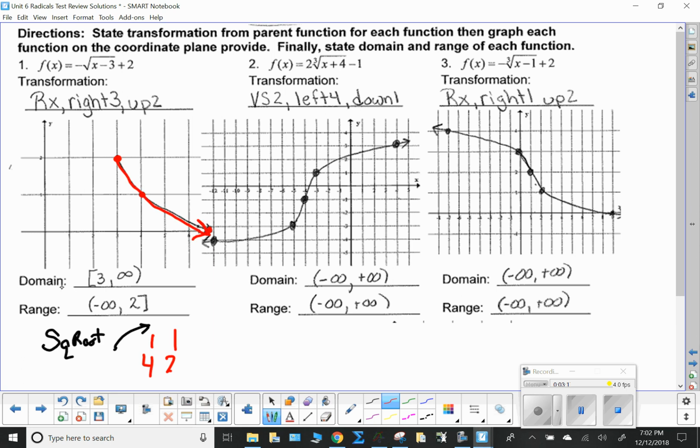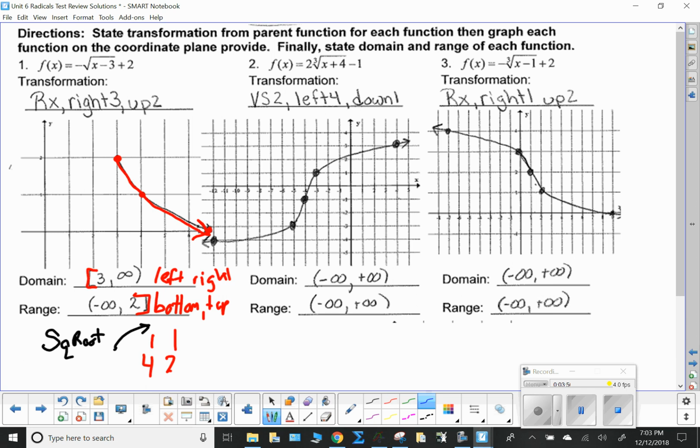My domain, remember, is left to right. So I start at 3, and I've got a bracket because it's actually at 3, and it keeps going to positive infinity. The range is always bottom to top. The bottom is at negative infinity. Infinities always get parentheses. And then it comes up and it stops at 2. And it gets a bracket because it's a hard stop at 2.